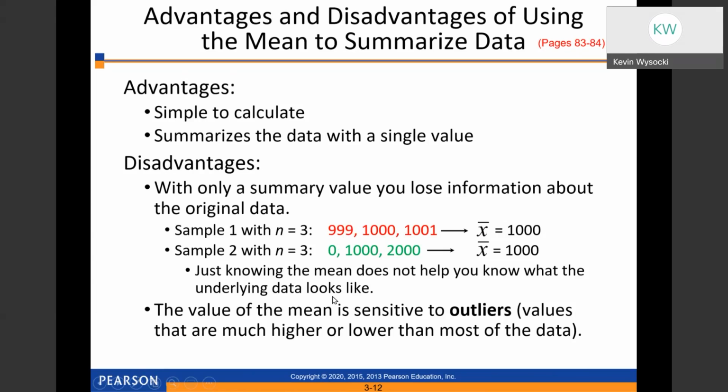The value of the mean is sensitive to outliers, and those are values that are much higher or lower than most of the data. If we have data from a sample set, most of the scores are going to be towards the middle of the data. You could have ones that are way outside, and those are called outliers. And there's a mathematical formula to decide if something's an outlier or not.